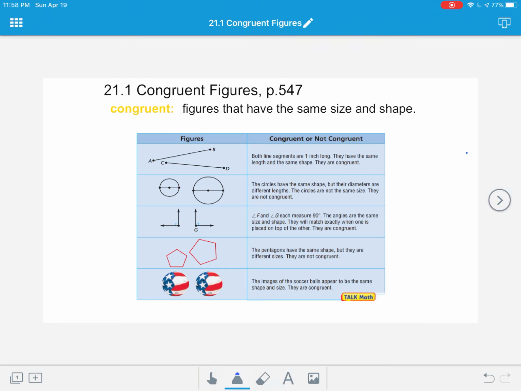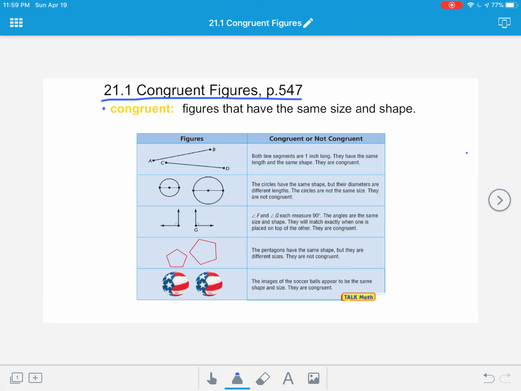Today, we're going to be talking about Chapter 21, Lesson 1, Congruent Figures. Please open up your math journals and your textbooks. Open up your textbooks to page 547 and get your math journals labeled 21.1 Congruent Figures. You can take notes as I talk. Today's vocabulary is only one word, and it's the word congruent. Congruent means figures that have the same size and shape.